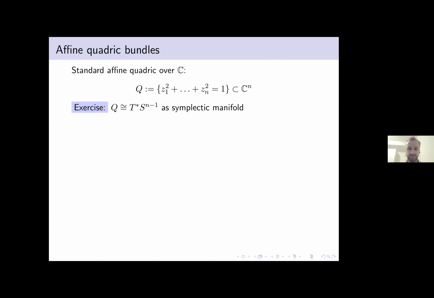So first I want to talk a little bit about these affine quadrics. Just a standard affine quadric over C, this algebraic geometric version of the circle, or the sphere rather. You can do a simple exercise, and I promise this is the only exercise in this first lecture. This quadric is symplectomorphic to T star S^(n-1). There's an obvious sphere sitting inside here, but the entire space symplectically is just its cotangent bundle.